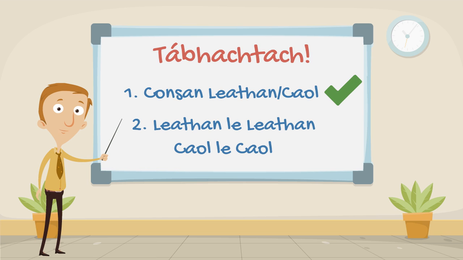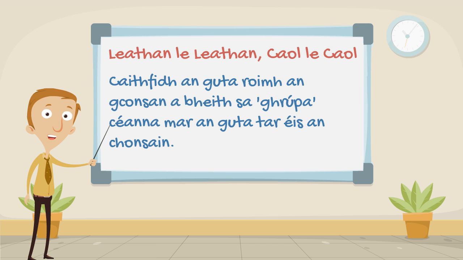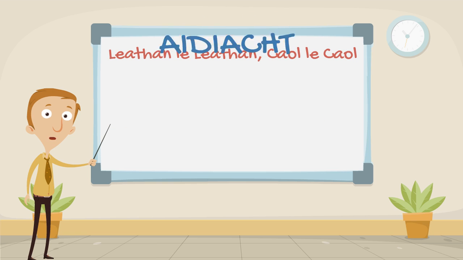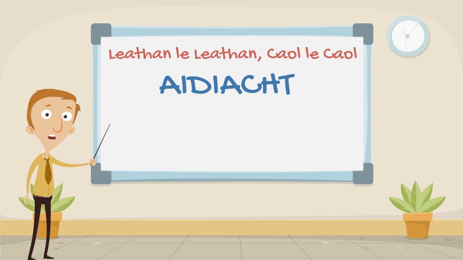Now that you know what the leathan and caol vowels are, we can teach you the golden rule of Irish spelling. I'm sure you've all heard of leathan le leathan, caol le caol, but what does this actually mean? Simply put, the vowel after a consonant must be the same type of vowel, i.e. leathan or caol, as the last vowel before that consonant. For example, if we look at the word adiocht, there is a slender vowel before the D, therefore there is also a slender vowel after the D. In this case, both slender vowels happen to be I. This rule applies to 99% of Irish words, so learn it well. Now back over to Louise.